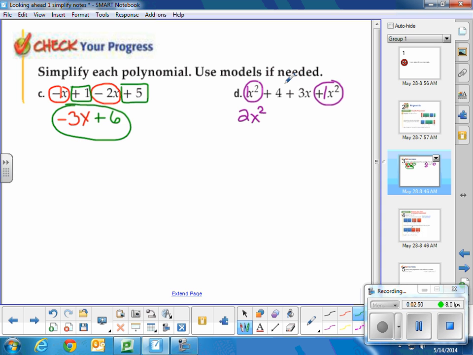Now if I move on to just the x's, I have a positive 3x, and I don't have any other x's to put that with, so I'm going to go ahead and just write plus 3x. And then lastly, I have a plus 4. Nobody to put with that, so we just write plus 4 at the end. So 2x squared plus 3x plus 4.